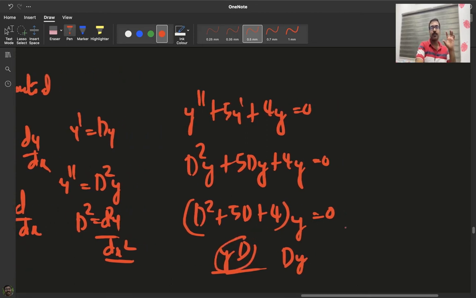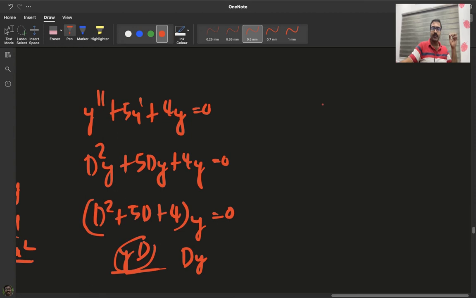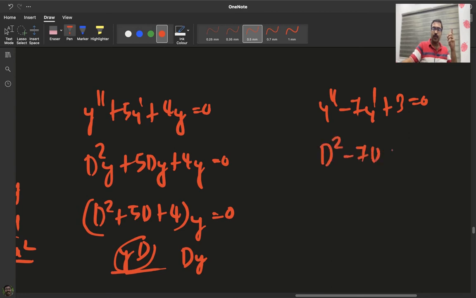Just understand that. Similarly, if I give you one more equation, for example y double dash minus 7y dash plus 3 is equal to 0, can you write it directly? You can write directly (D squared minus 7D plus 3) of y. I hope you understand this notation.